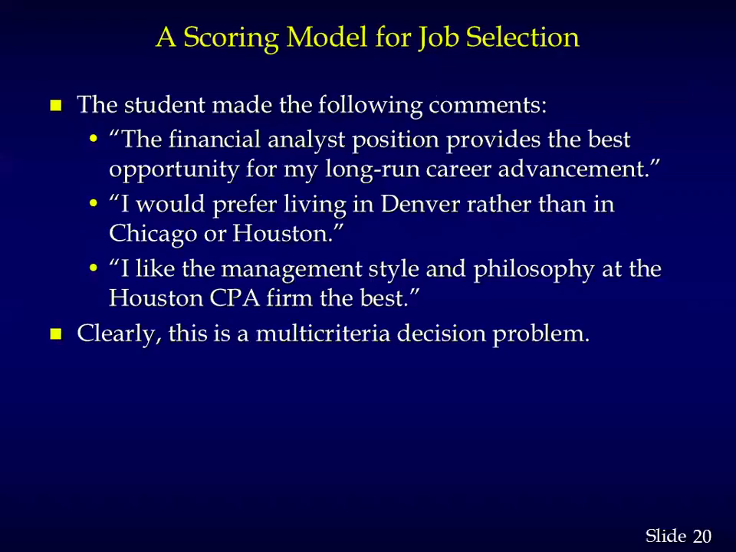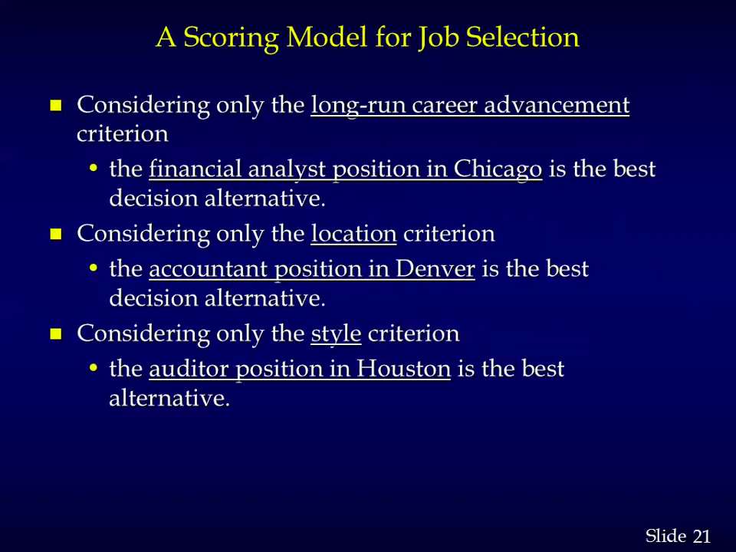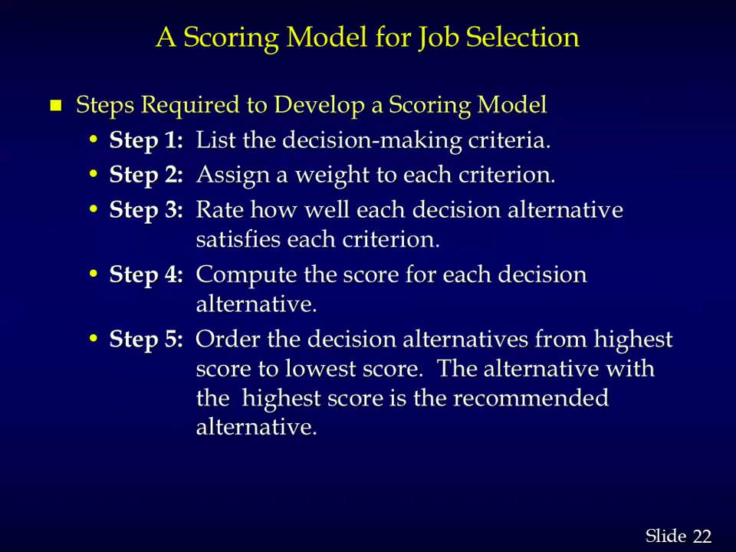So the student has made the following comments. The financial analyst position provides the best opportunity for my long-run career advancement. That's another criterion. I prefer living in Denver rather than Chicago or Houston, maybe because his girlfriend stays there. I like the management style and philosophy at the Houston CPA firm the best. So clearly there are multiple criteria here. Considering only long-term career advancement, the financial analyst position in Chicago is the best. Considering the location criterion, the accountant position in Denver, and considering the style, the auditor position in Houston. To make it more difficult, all of them are desirable in some way or the other.